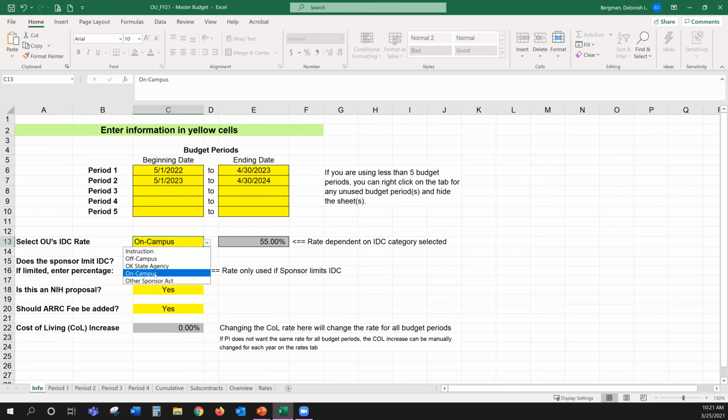Okay, so on campus is what we use most of the time. And it is our general rate, it is 55%. We have OK state agency.